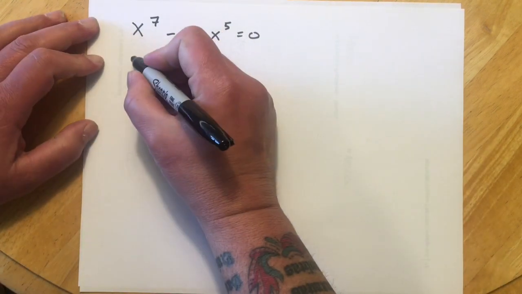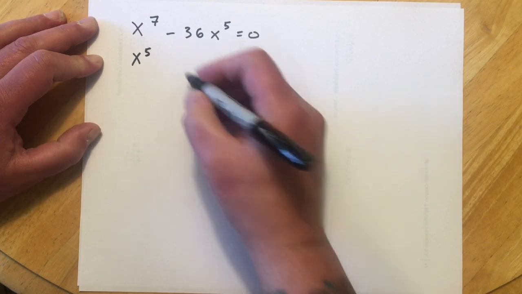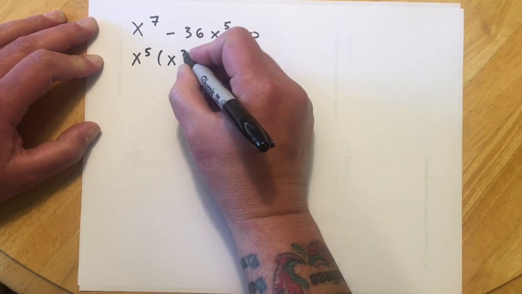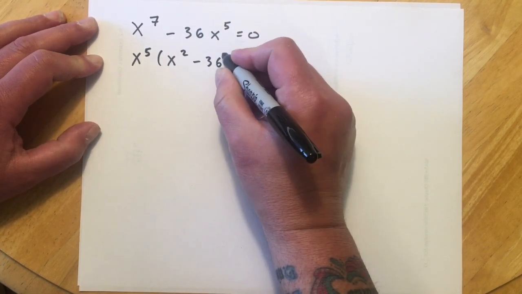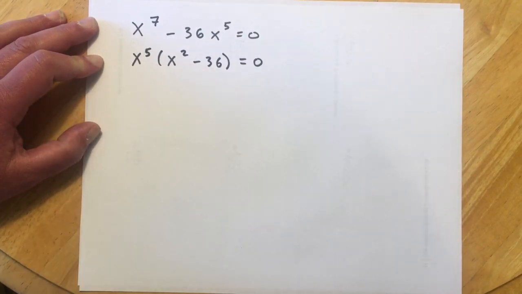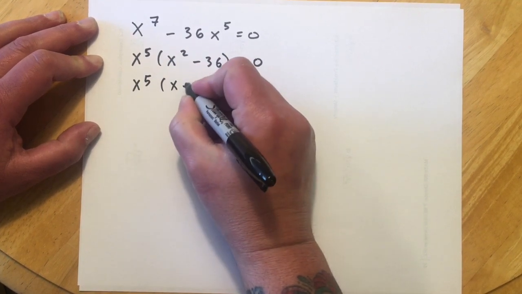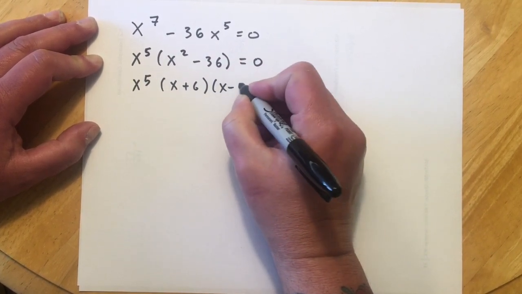So this one factors, so I'll do that. I can take out a GCF of x to the fifth, and that's going to leave x squared minus 36 equals 0. And then this is a difference of squares, so I can factor that further: x to the fifth, x plus 6, and x minus 6.